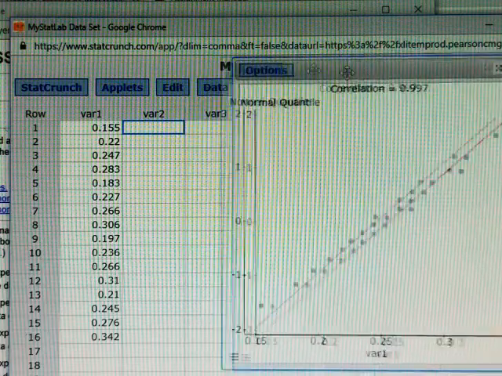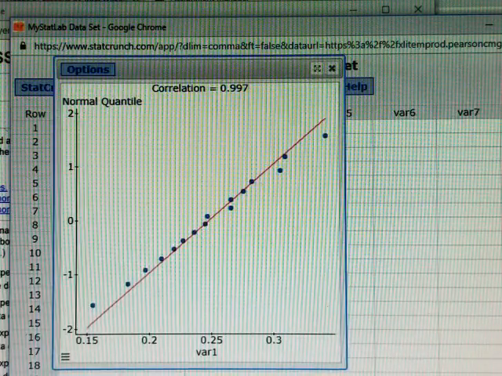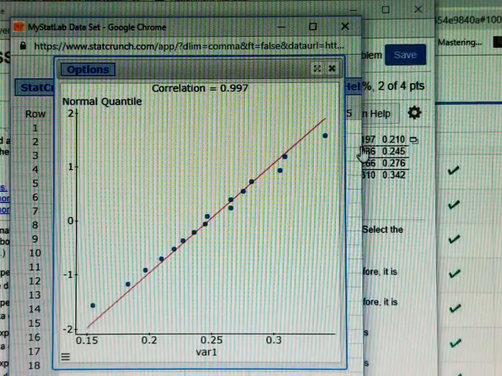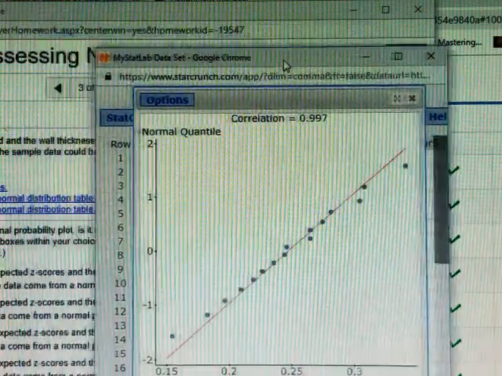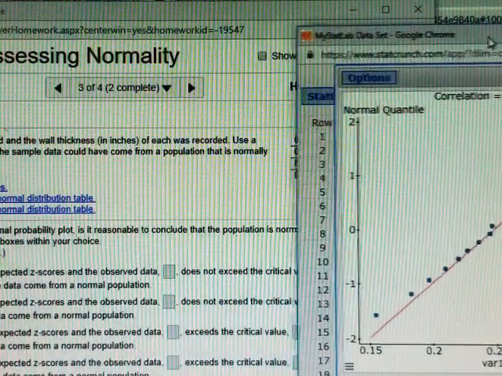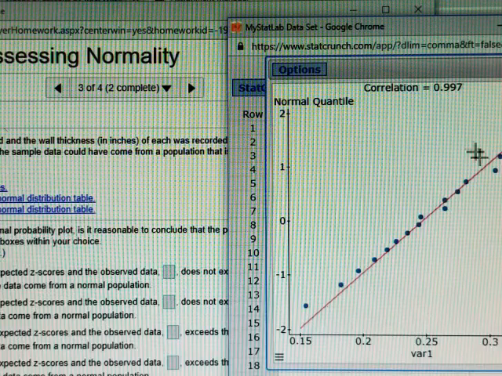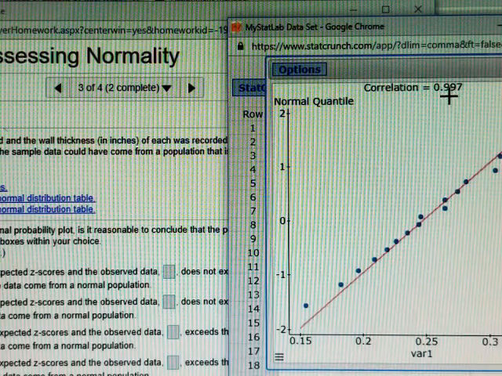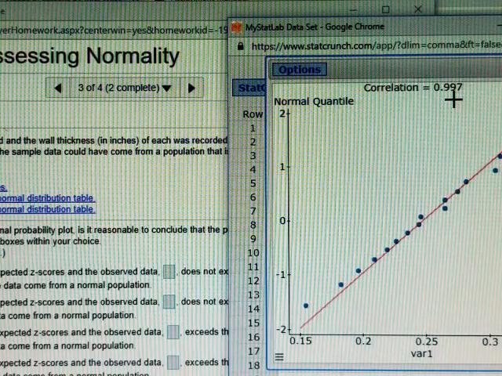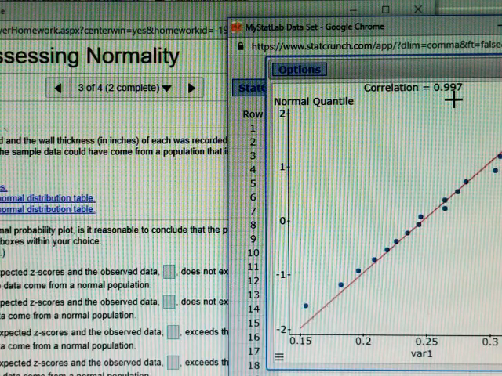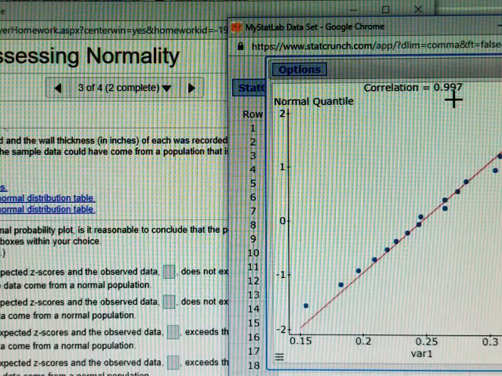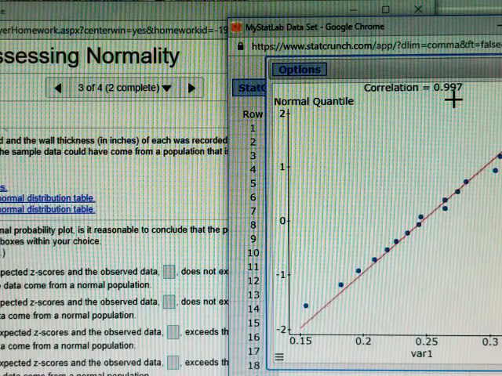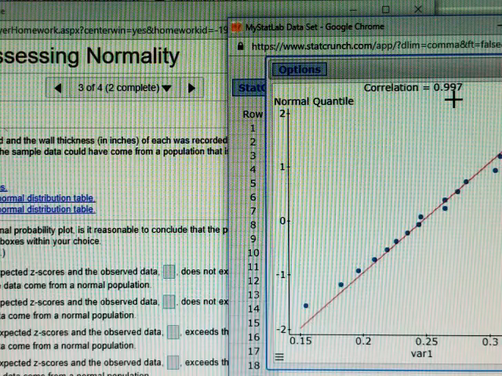All right, so we're going to need this correlation to be able to determine if our data come from a normal population or not. So I'm going to just slide this over here for a minute. I need this number here, this correlation 0.997. If that correlation is greater than my critical value, then we may assume our data comes from a normal population. If that correlation is not greater than the critical value, then we do not know if the original population was normal or not. We wouldn't know.